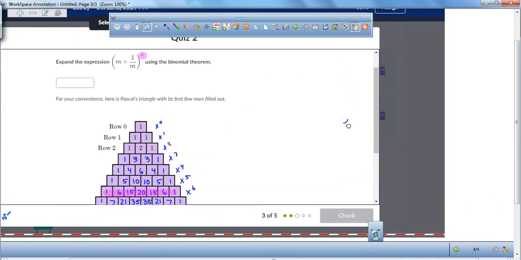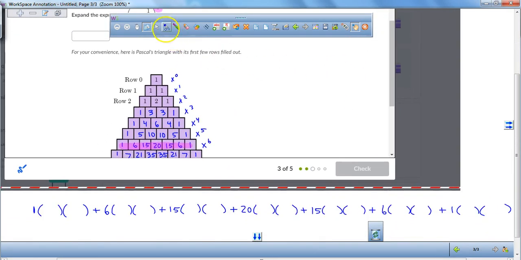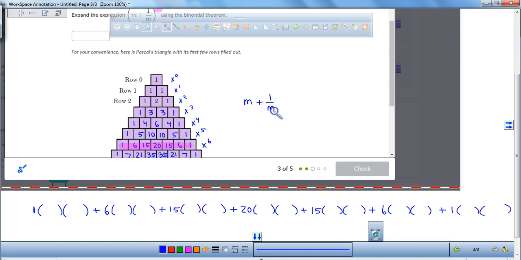It says m plus 1 over m to the power of 6. Here we go. So we have m plus 1 over m to the power of 6. All right, so when you guys are doing binomial expansion, here's kind of the pattern.